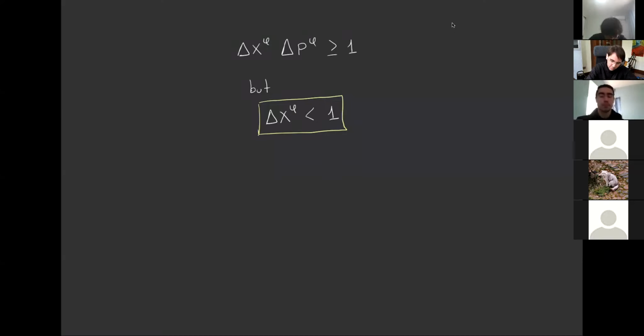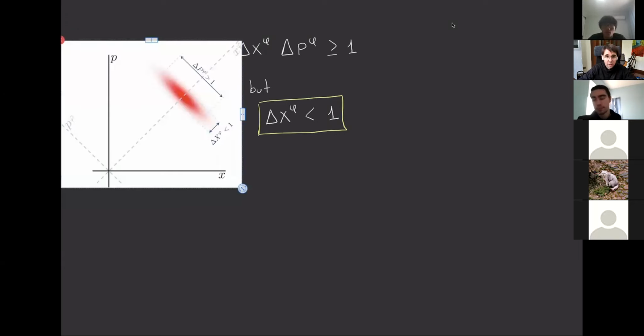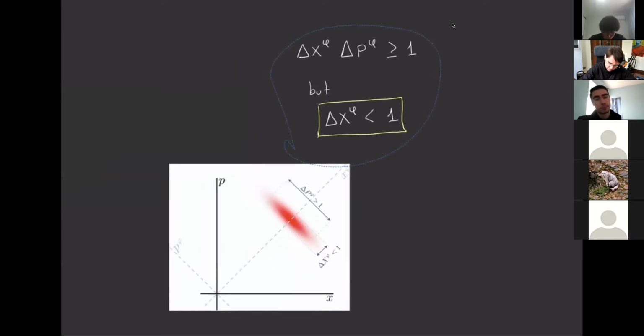And in particular, let me show you what this means with a picture. Essentially, this means, let me take the right one. Yes, so this is the one. So let me make some space.